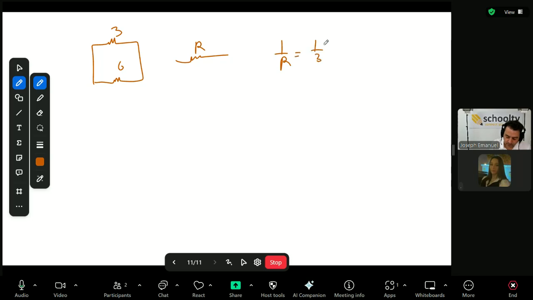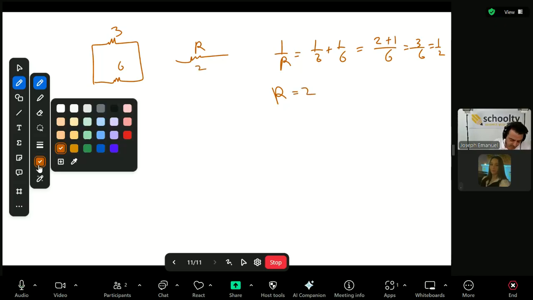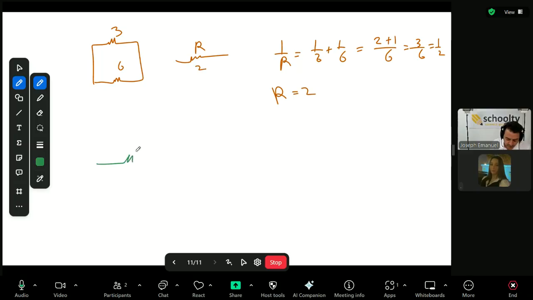1 divided by r equals 1/3 plus 1/6, which is 2 plus 1 over 6, 3 over 6, which is half. So you have r equals 2. Okay. Next, you have 3 and 2, and the law here is just what? Yeah, 3 plus 2 equals 5 ohm.